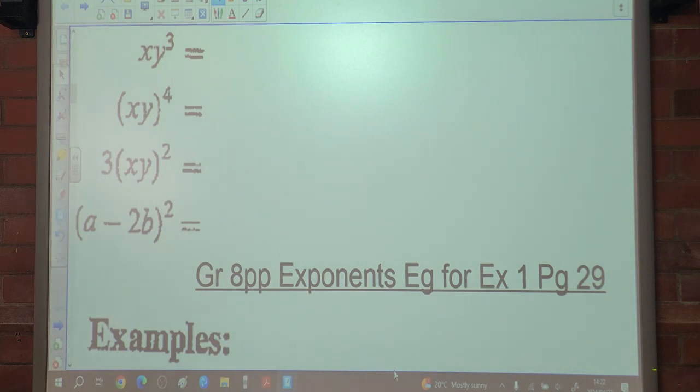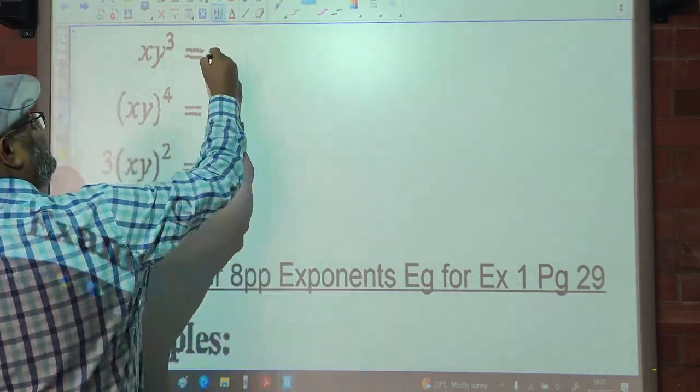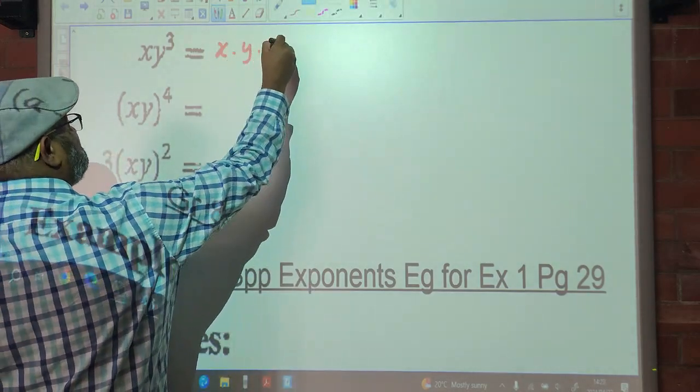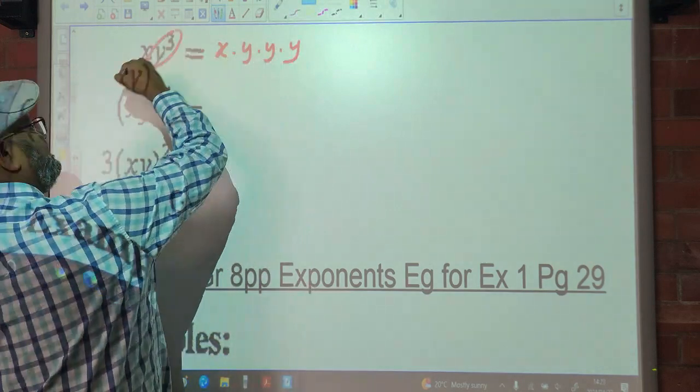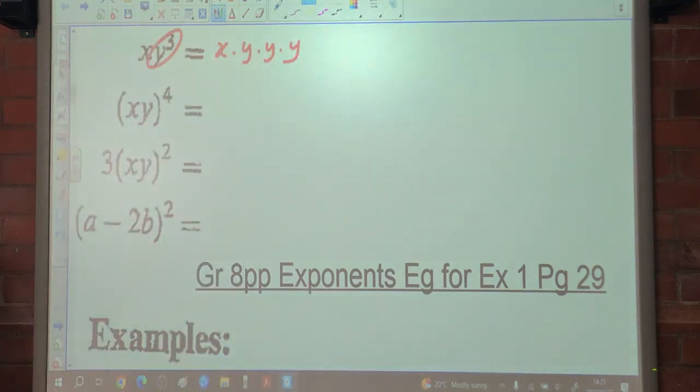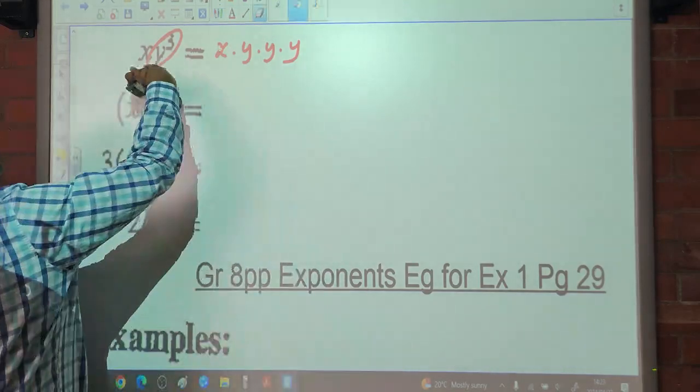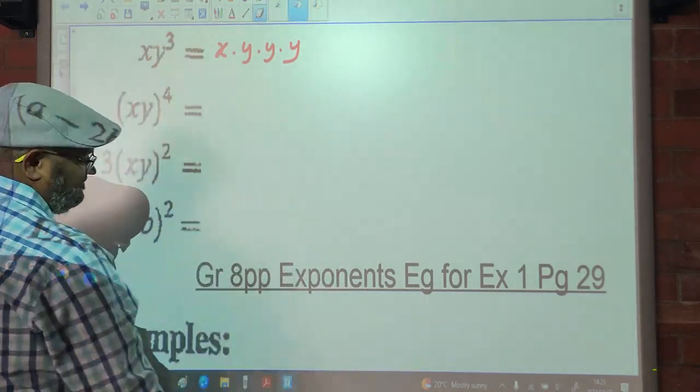Right, are you ready, Michael? This one? X times y times y times y. Why? There are 3 y's there. That's not an O, I'm just circling it. I'm highlighting it. It looks like an O, but it's not.